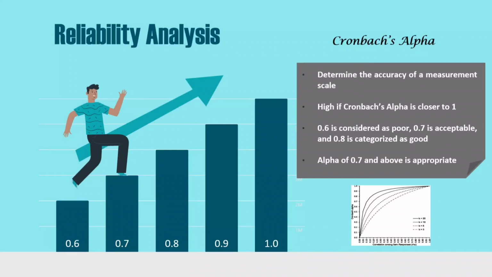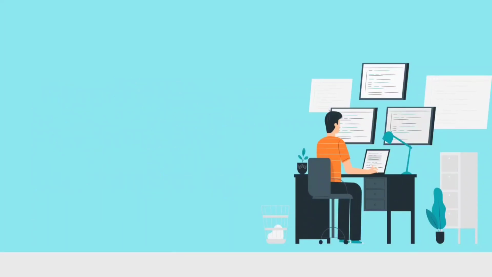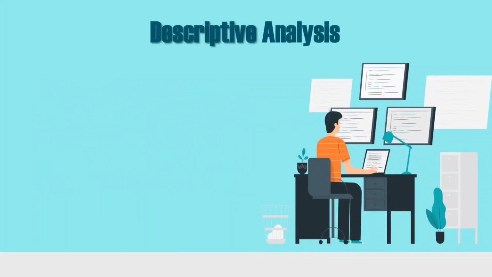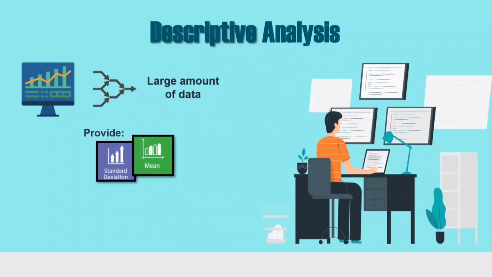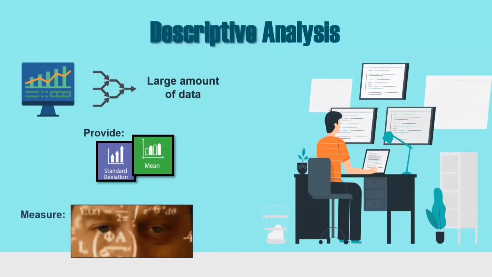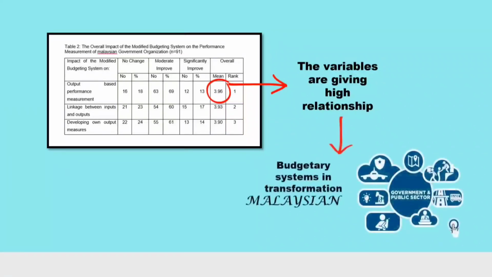Firatin will continue to present the data analysis part. The third analysis is descriptive analysis. Descriptive analysis is used to simplify a large amount of data. It is usually used to provide the mean and standard deviation values. It can be measured by looking at the mean score rating. In this research, a high mean result of descriptive analysis indicates that the variables have a high relationship regarding the budgetary system in the transformation of the Malaysian public sector.